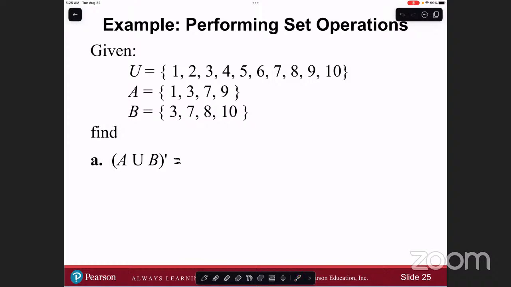So then let's find A union B first. Let's see, 1, 3, 7, 8, 9, 10. 1, 3, 7, 8, 9, and 10.